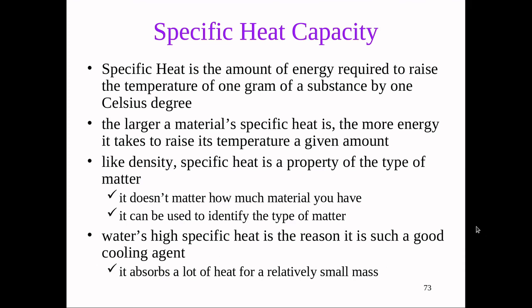Water's high specific heat makes it such a good cooling agent. It's why we use it when we sweat, for instance. It's going to take a lot of energy from your body in order to get it to vaporize.